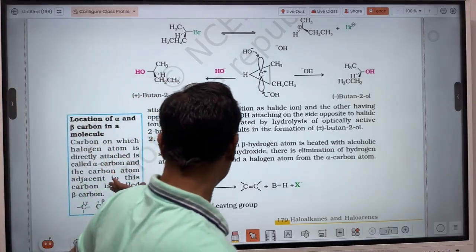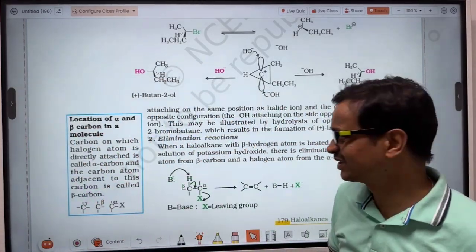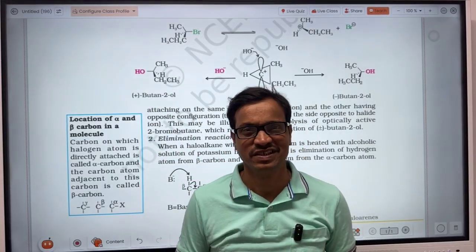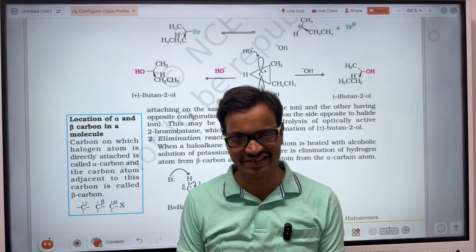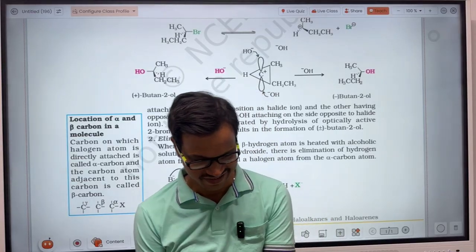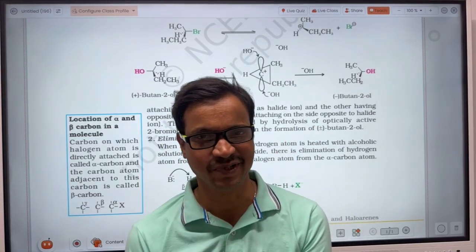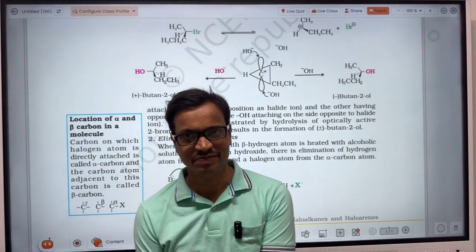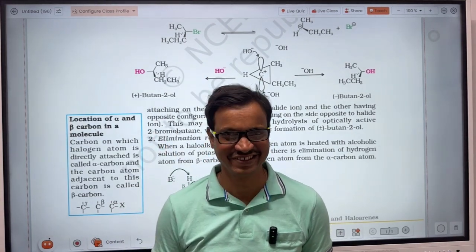Okay, what is the alpha carbon atom and what is the beta carbon atom? About that I have already taught. Okay guys, so that was about the stereochemical aspects of nucleophilic substitution reactions. In the next class, we will discuss the elimination reaction and the reaction with metals. It's all for today's class.